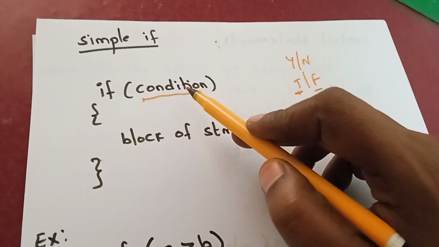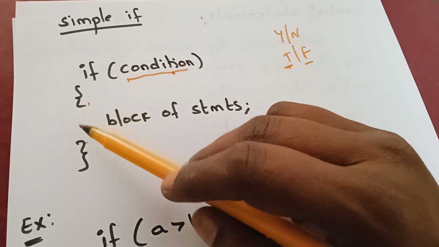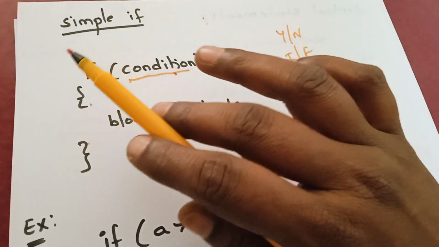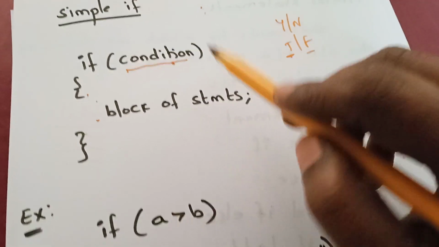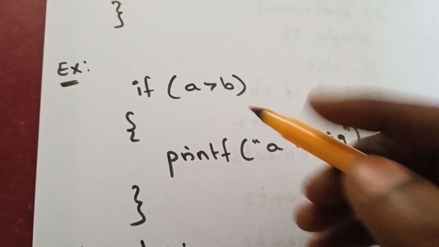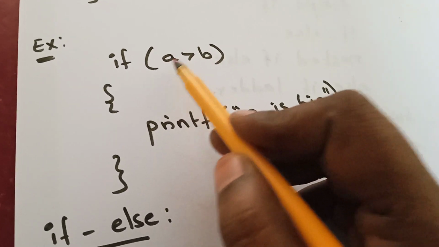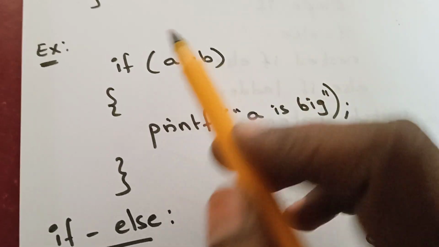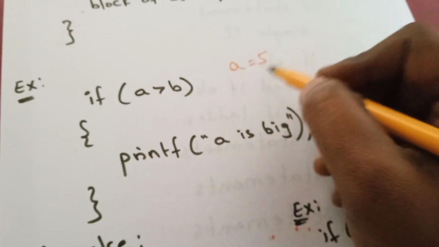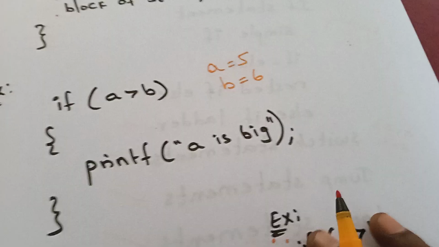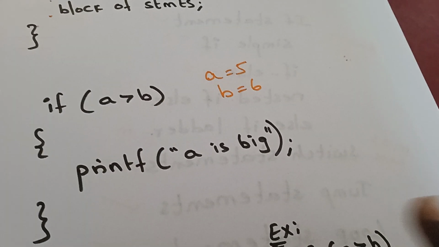If I wrote some condition here and this condition is true, then only we will come inside of this gate. If not, we will not be allowed inside of this gate to execute this block of statements. Now look at this example. There are two values A and B. Either A can be big or B can be big. Both cannot be big at a time, right? Let's take the example that A value is 5 and B value is 6. So both at a time will not be big.